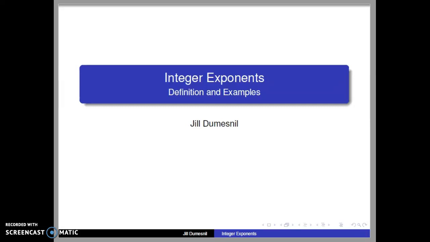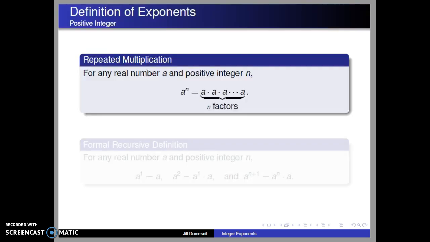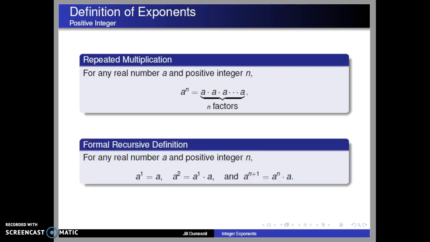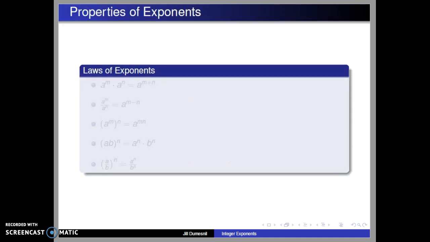Let's extend the definition of exponents to include integer exponents. Informally, positive integer exponents denote repeated multiplication. The formal recursive definition of positive integer exponents capitalizes on this repeated multiplication idea. Let's first review the laws of exponents and then follow up with a variety of examples.